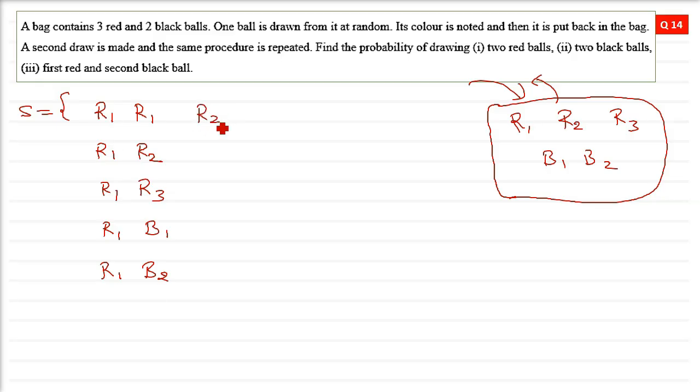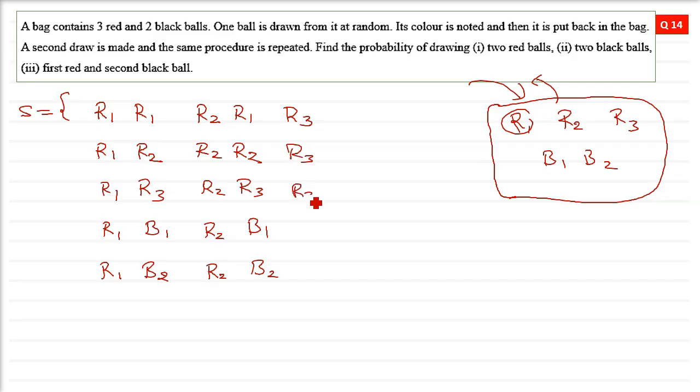Second one, you will write R2. That is R2 can be the first ball. So I'm writing R2 5 times in a column. And the second ball along with this column R2 can be any of it. It can be R1, R2. That means all of the elements should be written here: R1, R2, R3, then B1 and B2. Then we have R3. Again R3 in this column followed by all other elements.